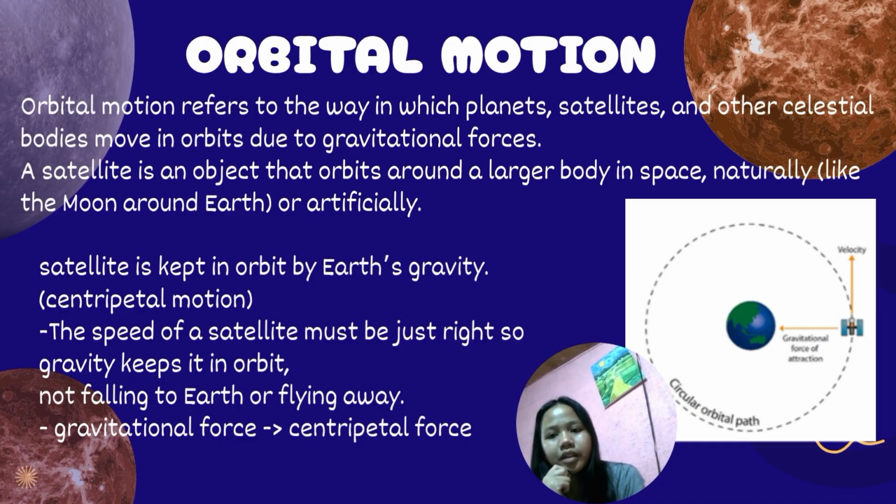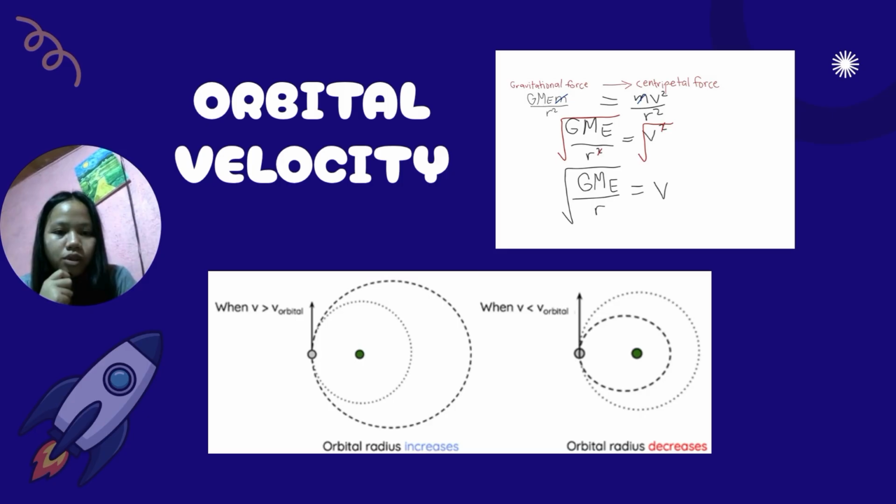So, a satellite must move at the right speed. If it is too slow, it will fall back to Earth. If it is too fast, it will escape the Earth's gravity. So, it shows here how to derive the orbital velocity.